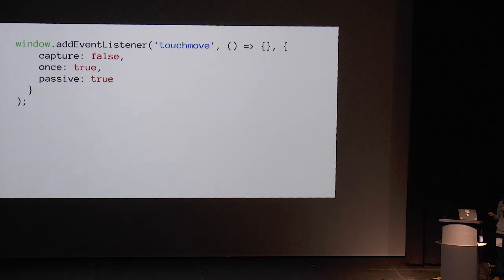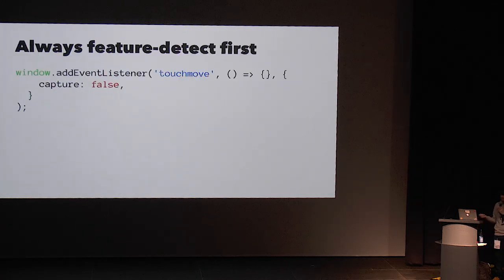One last thing is, if you want to use the new object version instead of the boolean version, you need to feature detect it first, because imagine you're using something like this in an unsupported browser. Then you're giving the options object with capture false, but what you're actually getting is capture true, because this is an object, and in JavaScript objects are truthy, and therefore useCapture is true, and then you're in for a surprise.